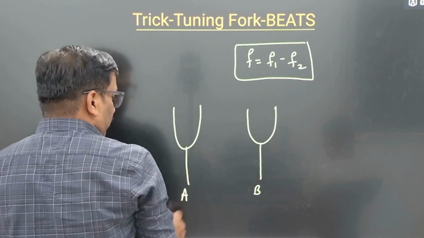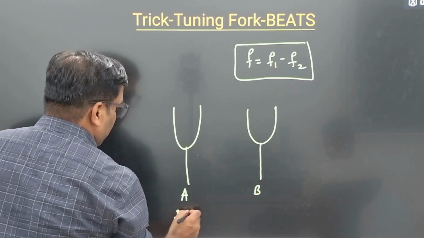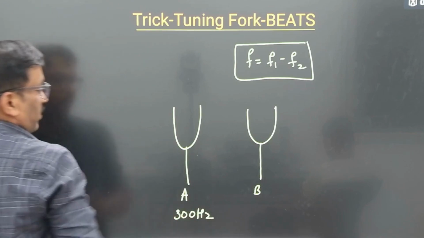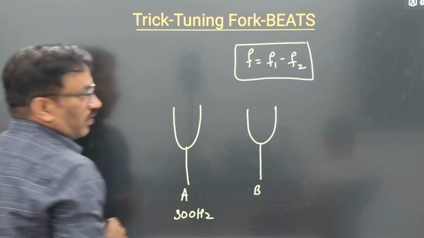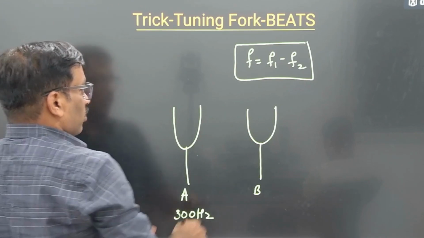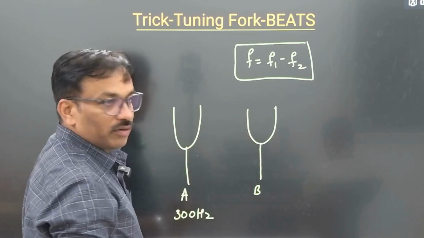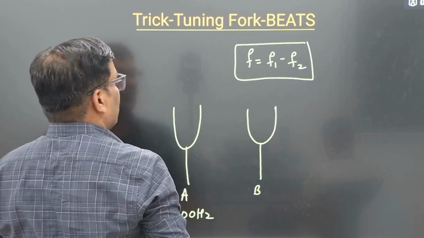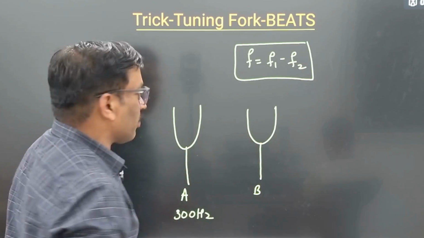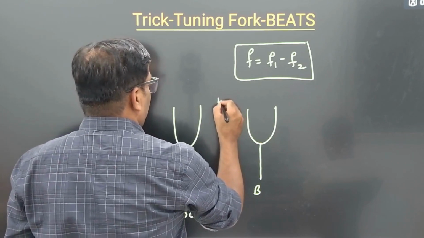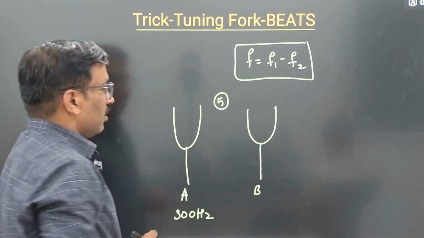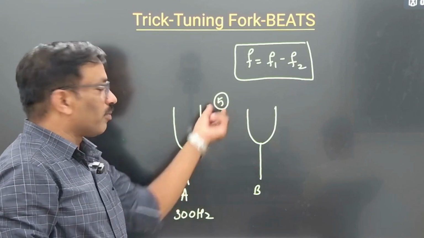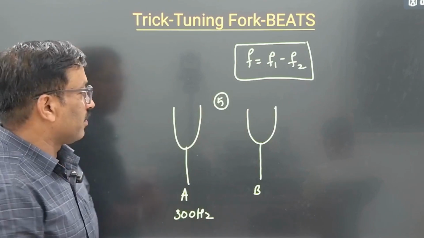Suppose you know the frequency of A, say it is 300 hertz, and you don't know the frequency of B. So what are you going to do? You are going to vibrate these two together, so it will create beats. Suppose it creates 5 beats when sounded together.